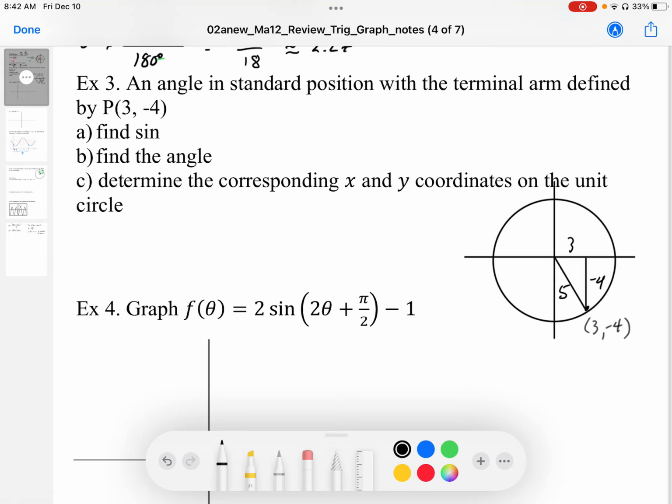Okay, so what I'm going to do is look for the vertical. Sine is to do with vertical. So the vertical component is -4. The sine value then is going to be sine theta equals -4 over the radius of 5. So that's the exact value.